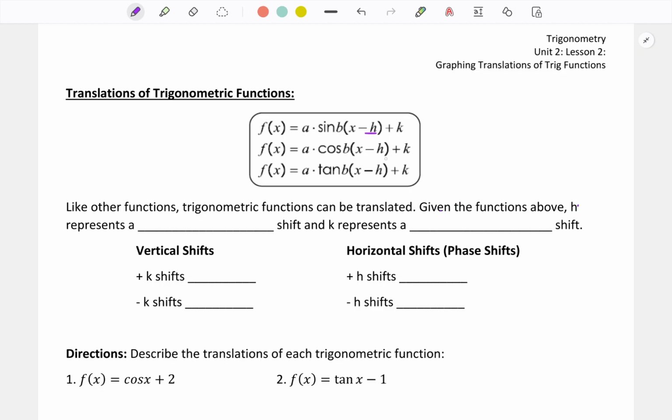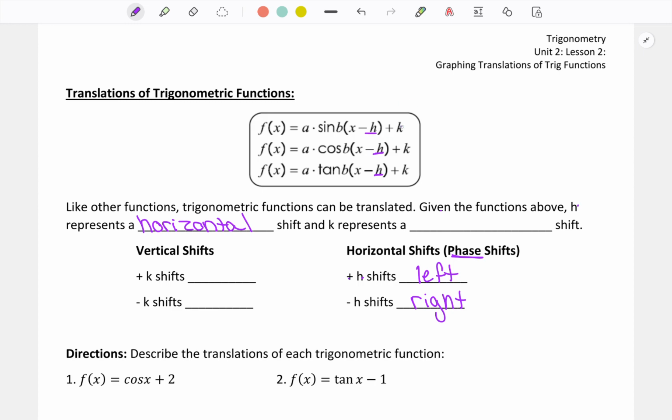H, which is in parentheses, subtracted from x, represents a horizontal shift. This is also known as a phase shift. If you have a positive h value, it's going to shift to the left. If it is negative, it shifts to the right. So it's kind of the opposite of how it looks in the function.